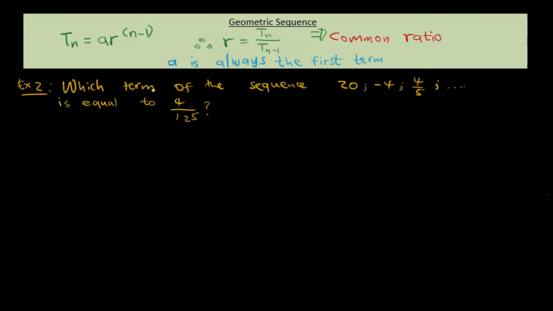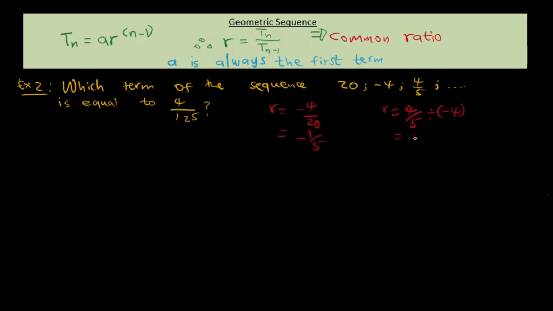All right. Which term of the sequence 20, minus 4, 4 over 5, etc. is equal to 4 over 125? We know that this is a geometric sequence, so the first thing we'll do is calculate the value of r, the ratio. That will be minus 4 divided by 20, or r can be 4 over 5 divided by minus 4. So what do we get here? We get minus 1 over 5.